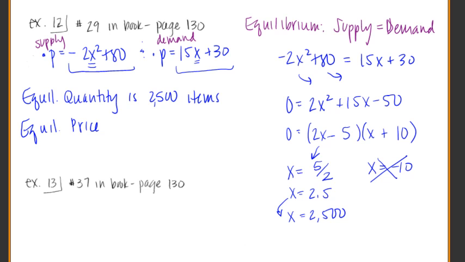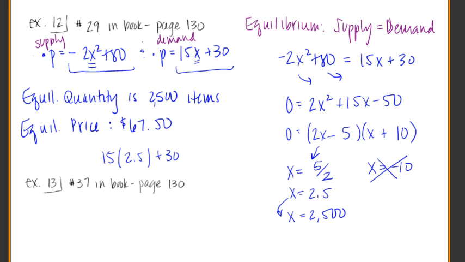And the equilibrium price, meaning what needs to be on that label in order for us to sell exactly supply equaling demand, just go back up into any one of those two equations. Let's go 15 times, and I'm going to take the x value as is, so 2.5. I'm not going to do the 2,500. That was me interpreting it into the units of thousands. Okay, so 15 times 2.5 plus 30. And that will give us a price then of $67.50.